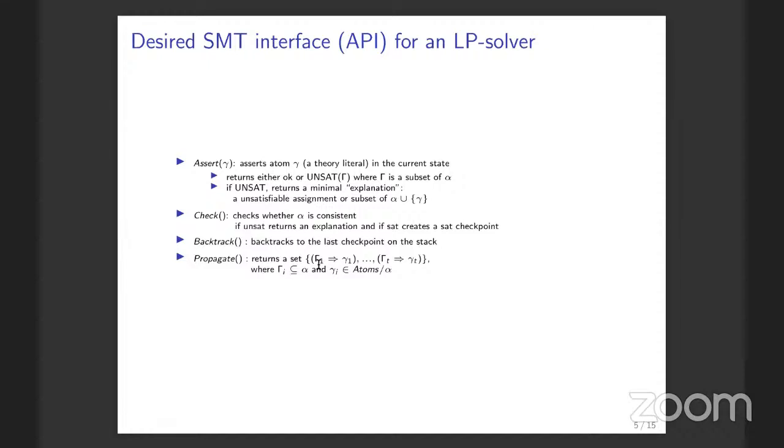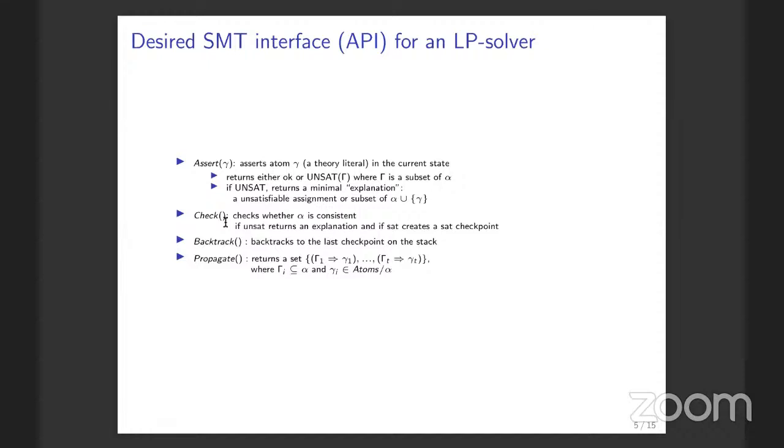Some subset of the literals asserted implies a new literal. It's something that you learn newly. All these things, as you'll see, we need to be extracted after you do this check. The outcome of check can be either sat or unsat.